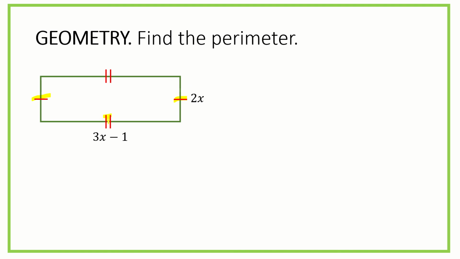And since there are two tick marks here, and there are also two tick marks here, that means they're also equal in length. So if this is 2x, this is also 2x. If this is 3x minus 1, this is also 3x minus 1. So now, if you remember, the formula for perimeter is 2L plus 2W. Okay. Now, we have 2 times the quantity of our length. Okay, let's consider this as our length. This is our width.